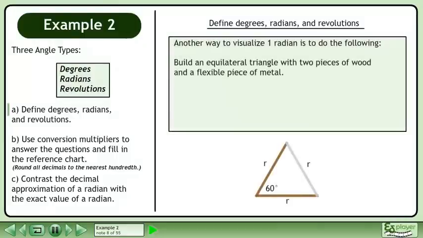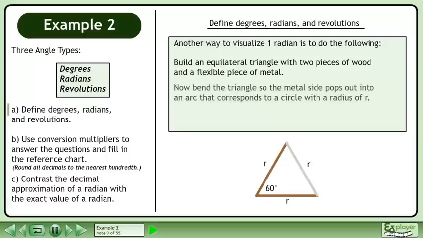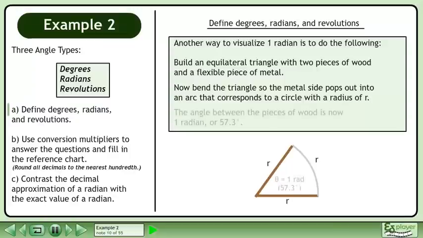Another way to visualize 1 radian is to do the following. Build an equilateral triangle with 2 pieces of wood and a flexible piece of metal. Now bend the triangle so the metal side pops out into an arc that corresponds to a circle with a radius of r. The angle between the pieces of wood is now 1 radian, or 57.3 degrees.